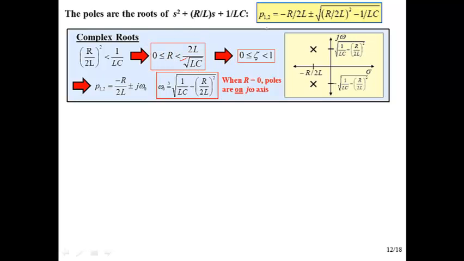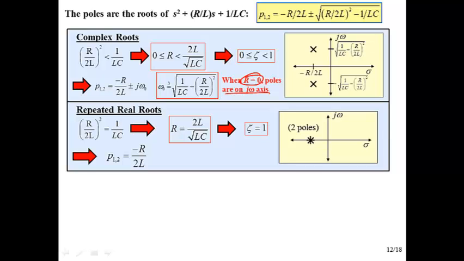But in theory, if we could make it equal to 0, then what we see is that the poles are on the j omega axis. So these poles would actually be lying right there on the j omega axis. But we can't get that in reality. We could get close, perhaps.